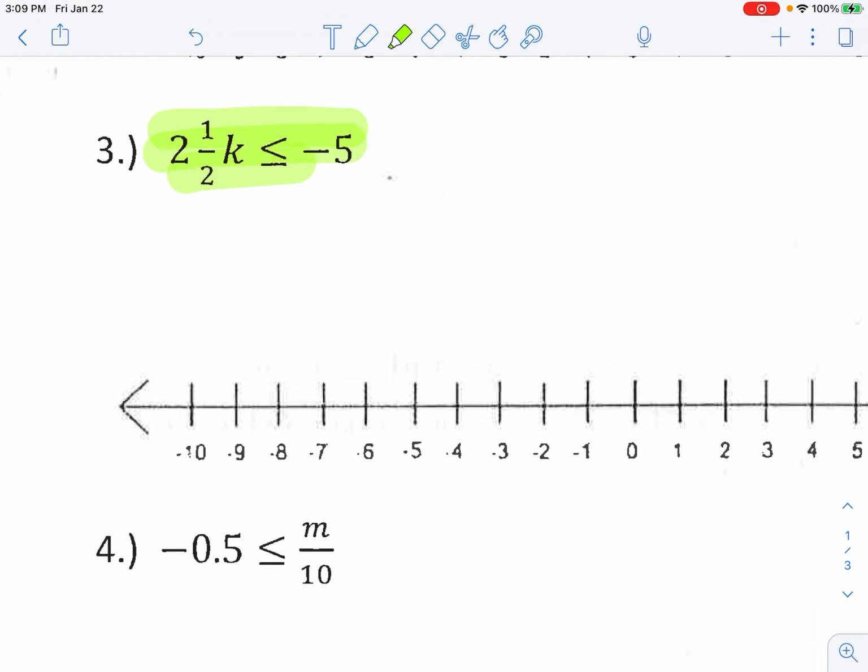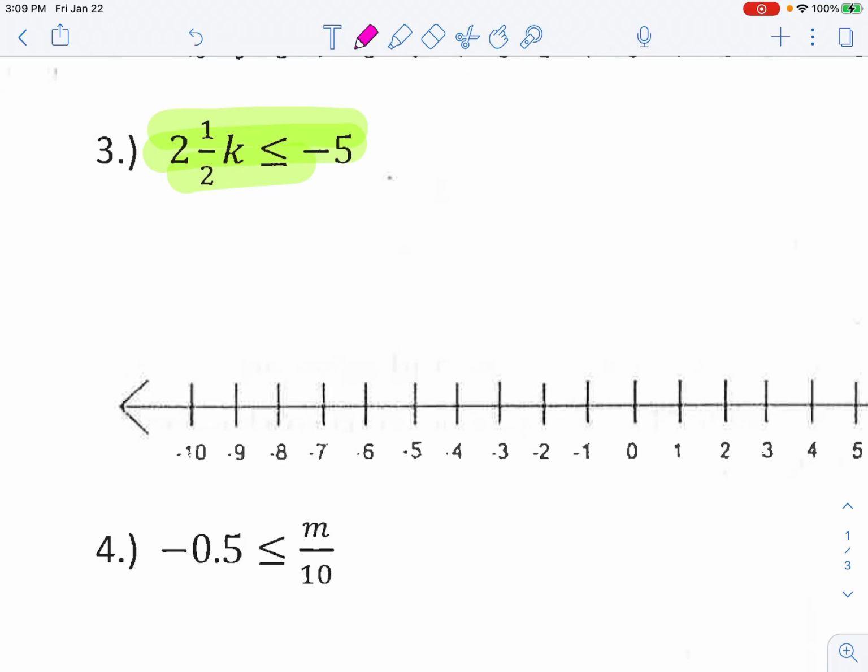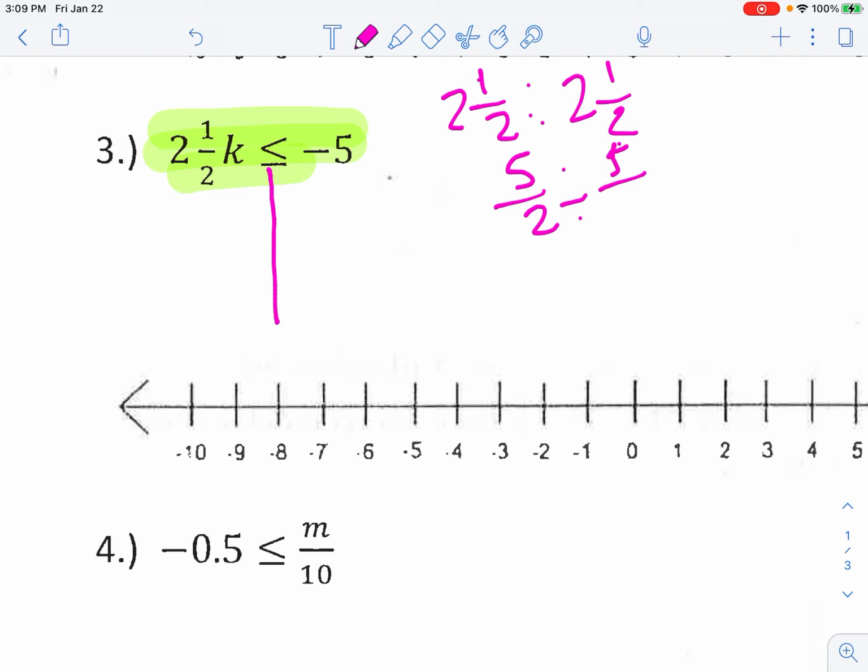2.5 times what is less than or equal to -5? Our variable is on the left, so I can go ahead and solve. 2.5 times what? Opposite of multiplying by 2.5 is dividing by 2.5. So let's think about this over here. If I'm going to do 2.5 divided by 2.5, I have to make those improper. So that would be 5/2 divided by 5/2. And then I have to do keep, switch, flip.